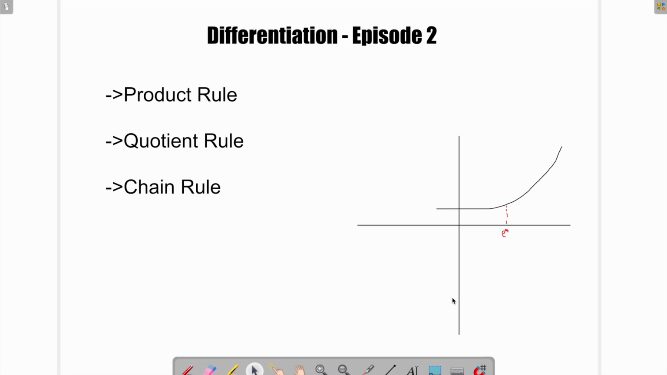Today we are going to be furthering our knowledge of differentiation. In the previous episode of differentiation, we sort of introduced it, what it means, and gave some very basic examples. Today we'll be going into these three examples here: the product rule, the quotient rule, and chain rule.